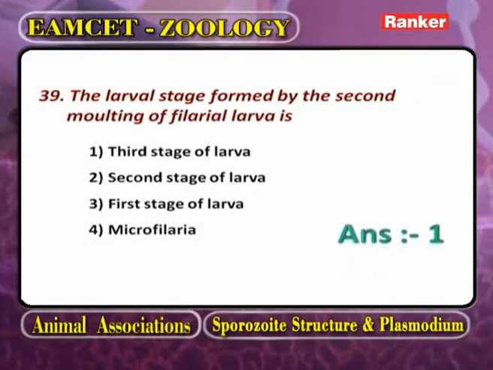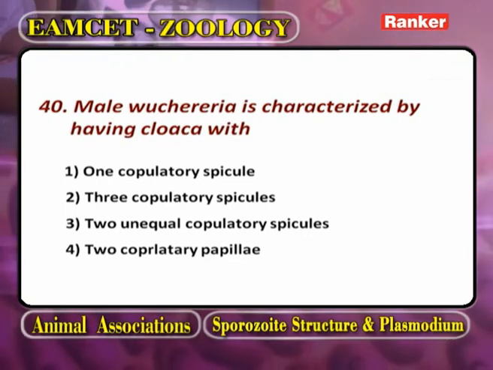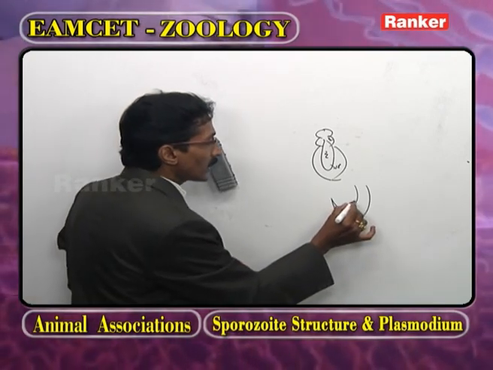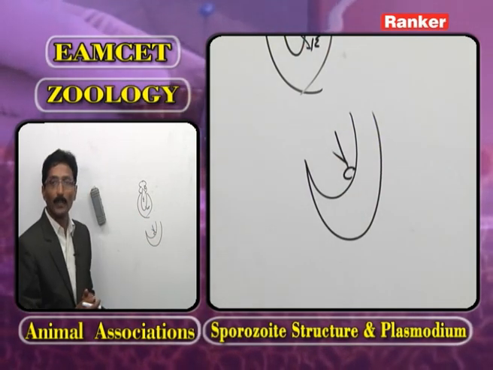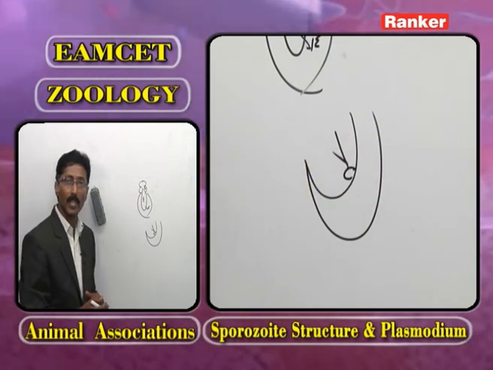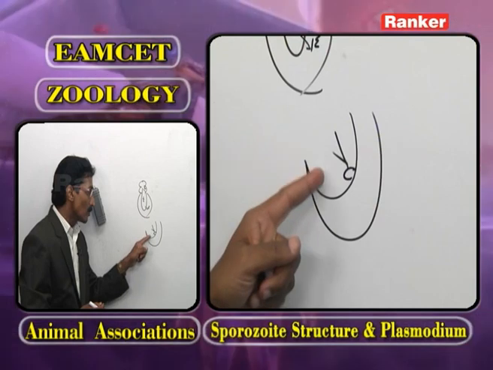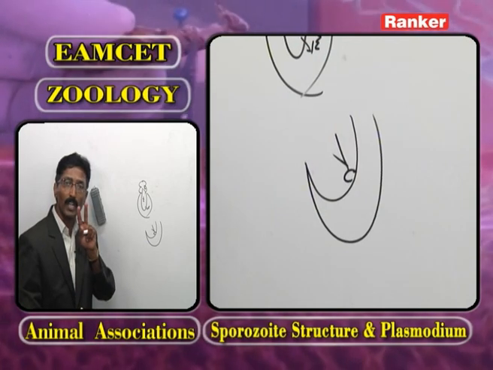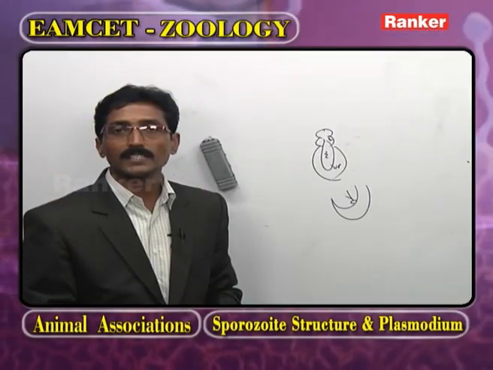Now, the last question regarding this topic is: male Wuchereria is characterized by what? As we observe the male Wuchereria, the posterior end is pointed and curved. This is the cloacal aperture. Near the cloacal aperture, unequal copulatory spicules are present. Now, what are the identification characters? The male posterior end is pointed and curved, cloacal aperture is present, and one pair of unequal copulatory spicules. Now, in the next class, we will discuss the remaining part.